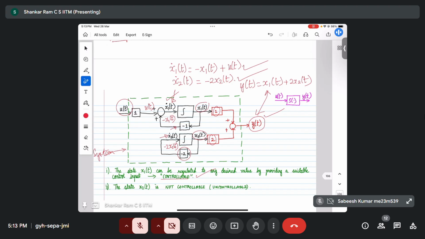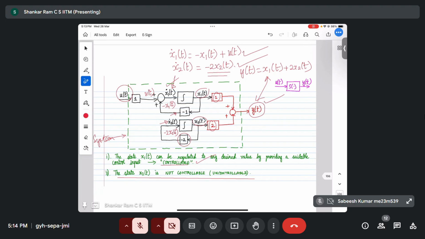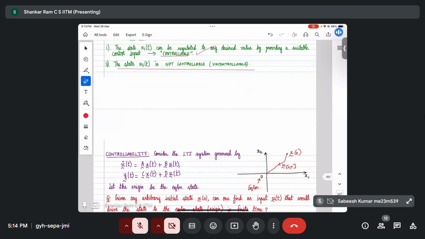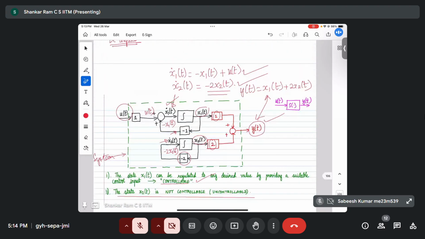Now, if we look at x2, what's happening? x2 is not influenced by u at all, right? It's not influenced by x1 either. x2 is influenced only by itself. x2 dot is minus 2x2. So consequently, the state x2 is not controllable. It's uncontrollable. I hope it's clear how this came about: controllable and not controllable. So once again, before we go into the definition of controllability, yes, please.